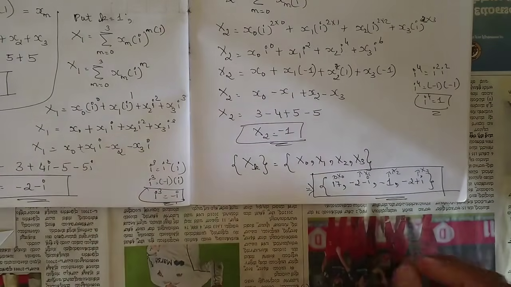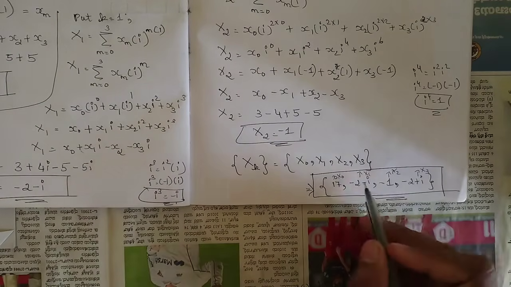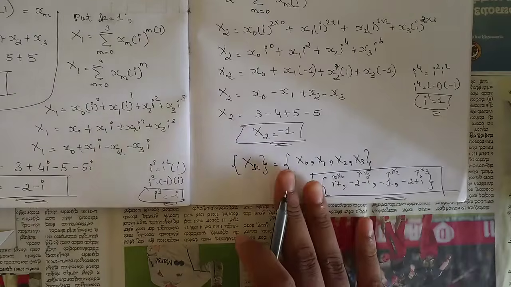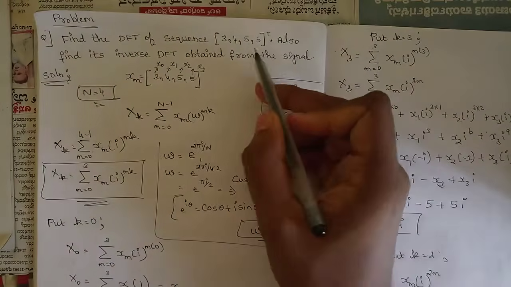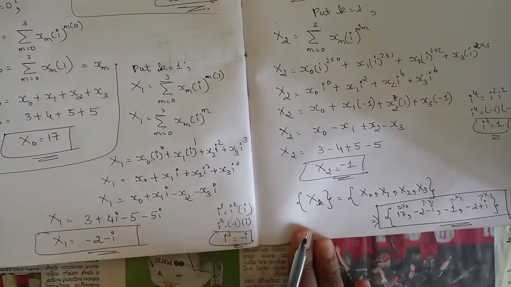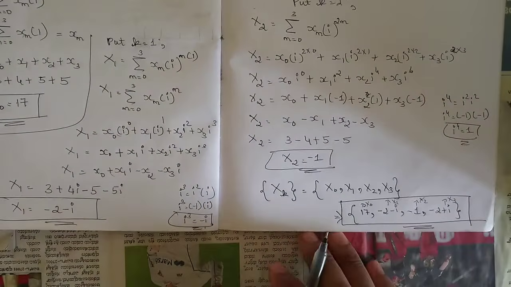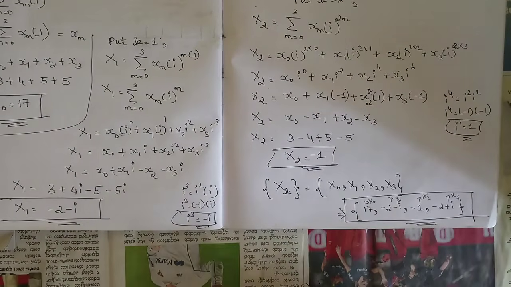So using this, now we need to find the inverse of this sequence. Okay, inverse discrete Fourier transform. We should remember that after doing the inverse discrete Fourier transform, the answer we get should be the same as the given question, that is 3, 4, 5, 5. So the inverse of this Fourier transform should give that answer only. Now using this sequence, we need to apply the inverse discrete Fourier transform.